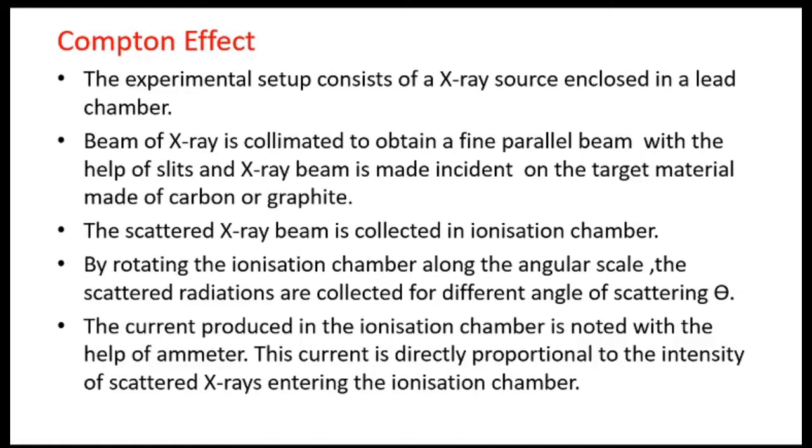Now the current produced in the ionization chamber is noted down with the help of an ammeter, and this current is directly proportional to the intensity of the scattered X-rays entering the ionization chamber. So if we note the current, it means we are noting down the intensity of the scattered X-rays coming at a particular angle.